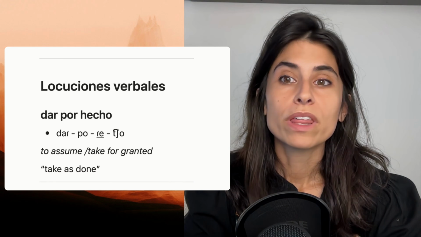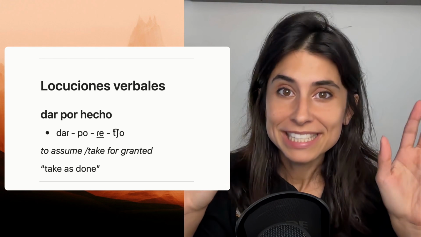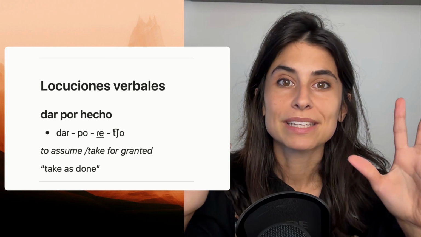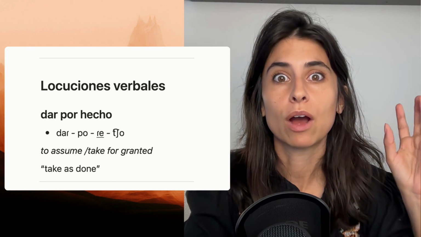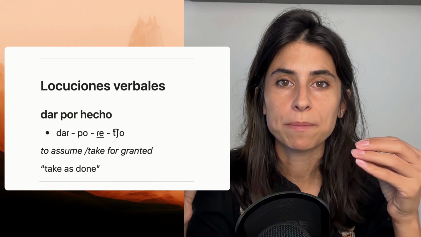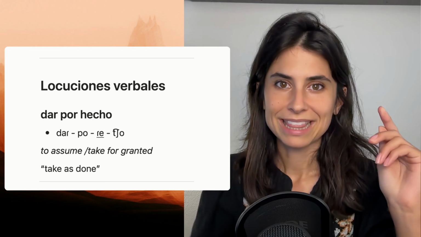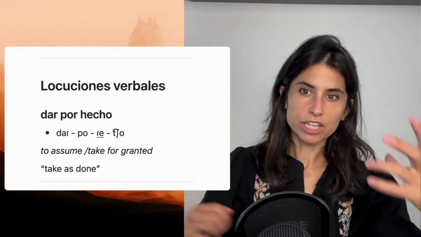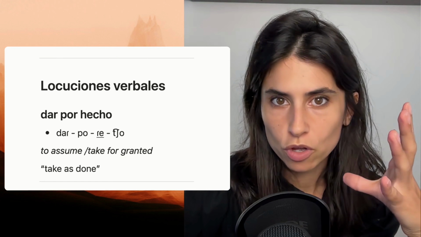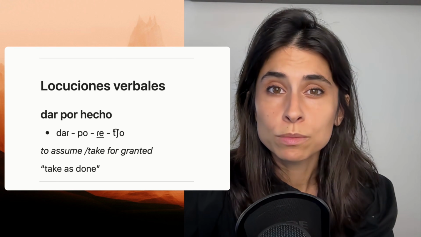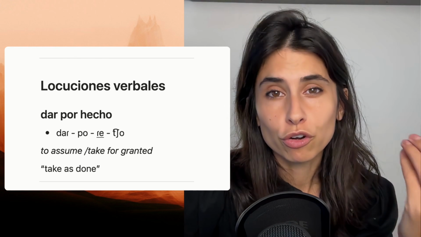Okay, now let's go with the verbal sets, con las locuciones verbales. It's an action, but it's made out of different words, okay? The first one, dar por hecho. Dar por hecho could mean different things in different contexts. It's all the same though, so it could be to assume something or to take for granted.